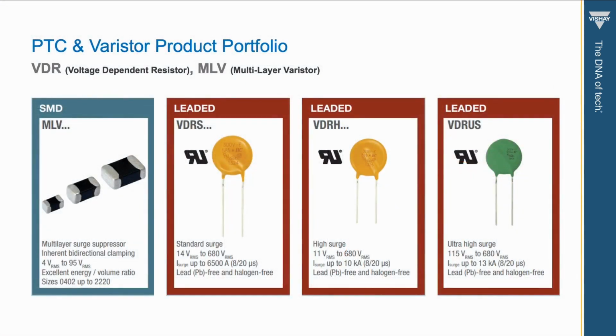Two product series of varistors are also highlighted here. The VDR series of wire-leaded metal oxide varistors and the MLV series of multi-layer varistors. Varistors exhibit a nonlinear voltage to current relationship and function by providing high resistance under normal conditions and rapidly decreasing resistance when subjected to high voltage levels, making them very effective for surge protection and voltage regulation.